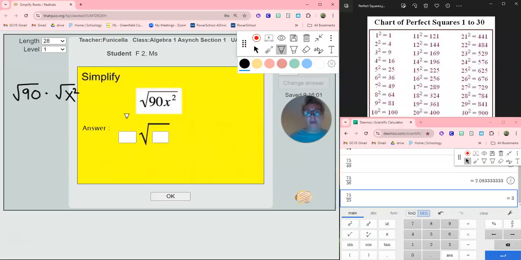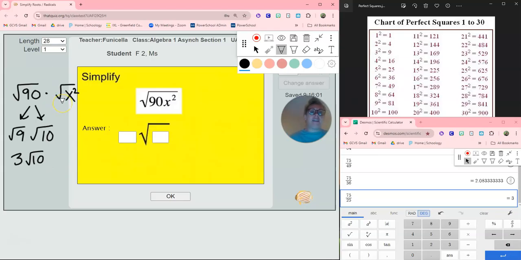90 is not a perfect square, but I know 9 goes into it, right? 9 times 10 gets us 90, so we can split that up that way. The square root of 9, if we look at our chart here, is 3. So we have 3 square roots of 10. That is how we simplify the square root of 90.